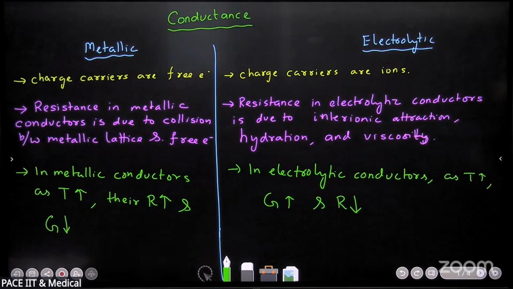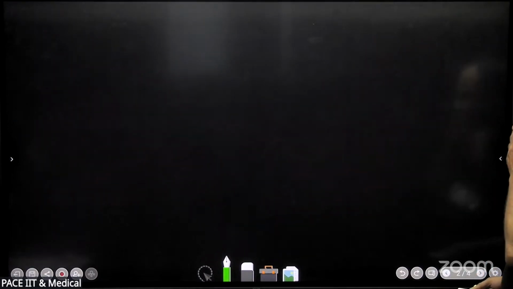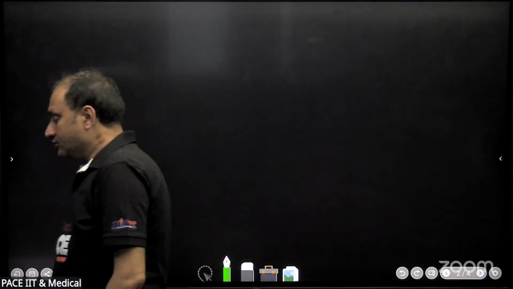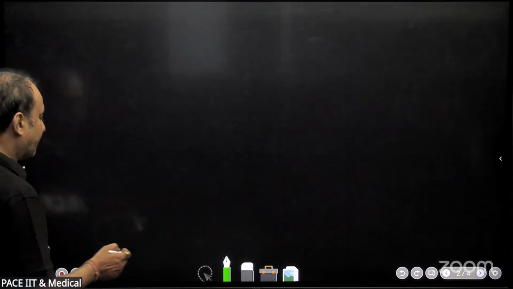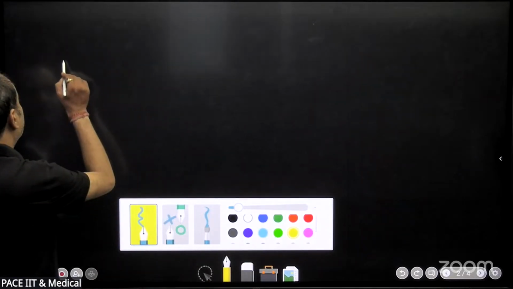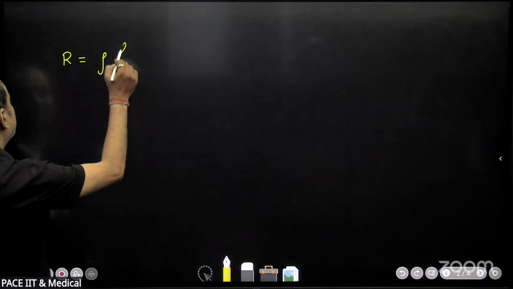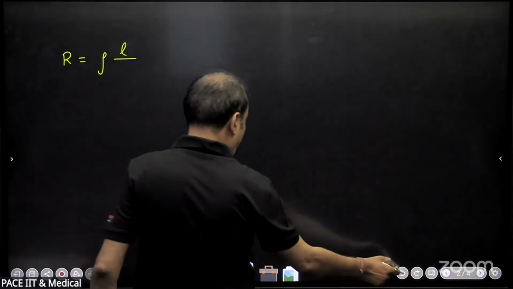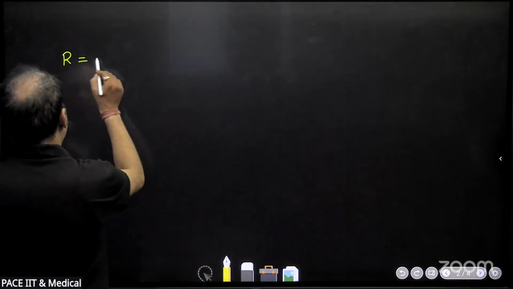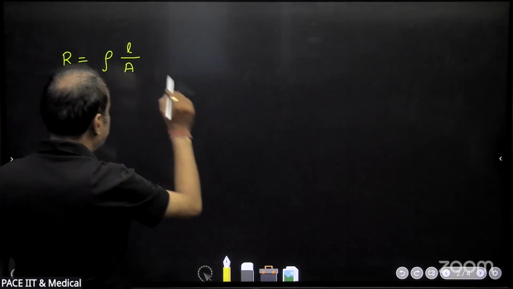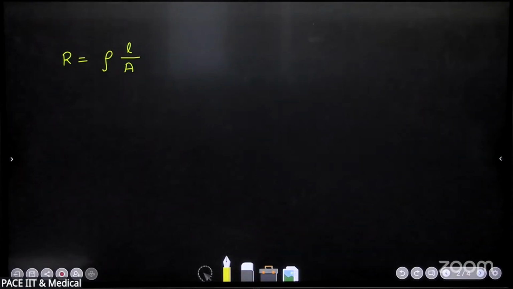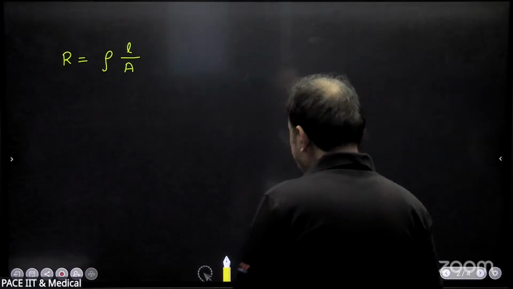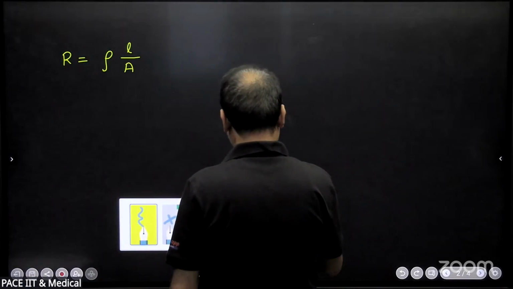Now, let's come to electrolytic conductors. So the numerical definition is the same as for a metallic conductor. In metallic conductors, if you remember, we defined resistance as rho L by A, where rho was resistivity, L was length of wire, and A was area of cross section of wire. This is the same definition we will use for electrolytic conductors also.